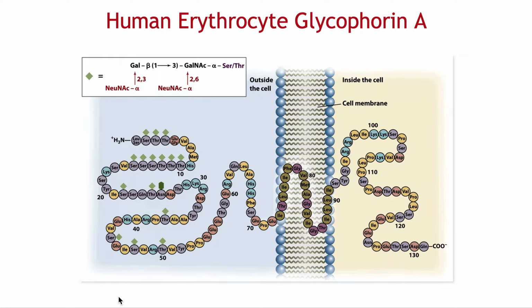And one classic example that we'll take a look at that uses a topology specific reagent is erythrocyte glycophorin. It's a transmembrane protein that spans the lipid bilayer, meaning you have one segment of the protein on the extracellular side or outside the cell, one segment of the protein within the lipid bilayer, and one segment of the protein inside the cell.